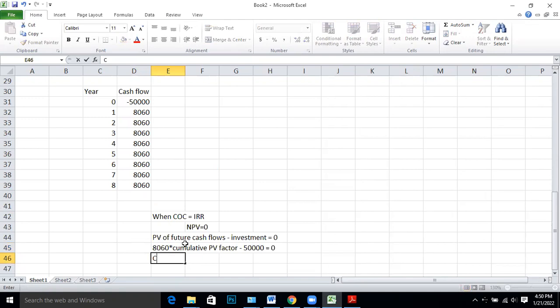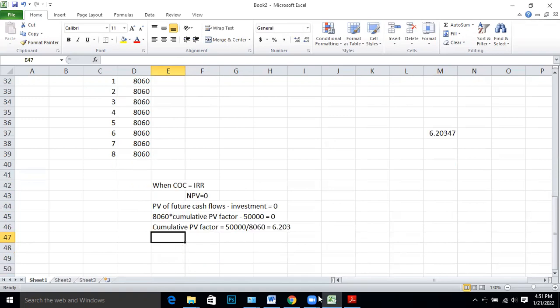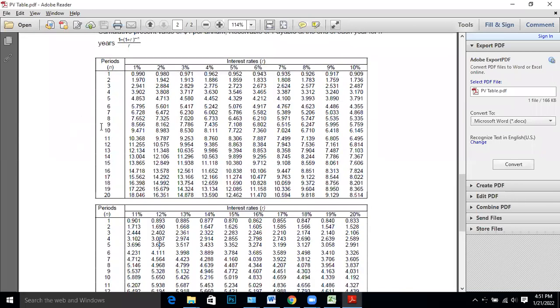So solving this, you can find the cumulative PV factor is 50,000 divided by 8060. What's the answer you get for that? 6.203. Now what you do, you know it's 8 years, but I don't know the rate. We'll go to the table. This is the cumulative factor, 8 years table. See where you have 6.203.